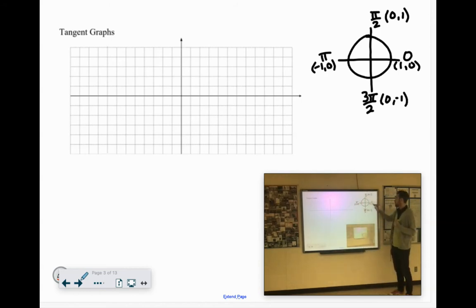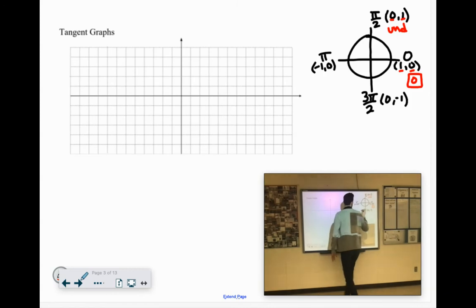So at 0, if I did y, 0 divided by 1, I get 0. So the tangent at 0 will be 0. At pi over 2, if I did 1 divided by 0, I get undefined. It's like, how do you graph undefined? Okay, whatever. At pi, we have 0 divided by negative 1, that's 0. And then at 3 pi over 2, we have negative 1 divided by 0. Again, you can't do that.